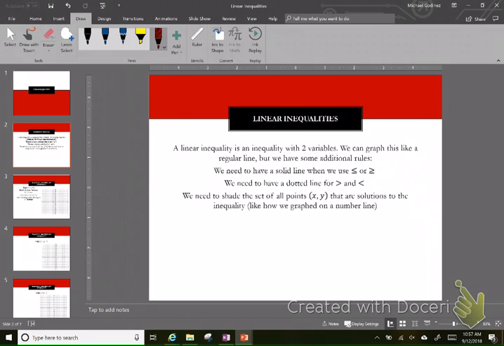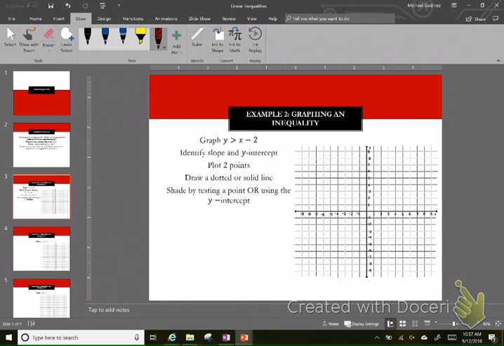And then the other rule is we have to shade the set of all points, the set of all ordered pairs that are solutions to the inequality. Remember, just like with inequalities in one variable, we have an infinite number of ways to satisfy that inequality. So we need to indicate that somehow. We do that by shading. So let's actually look at an example.